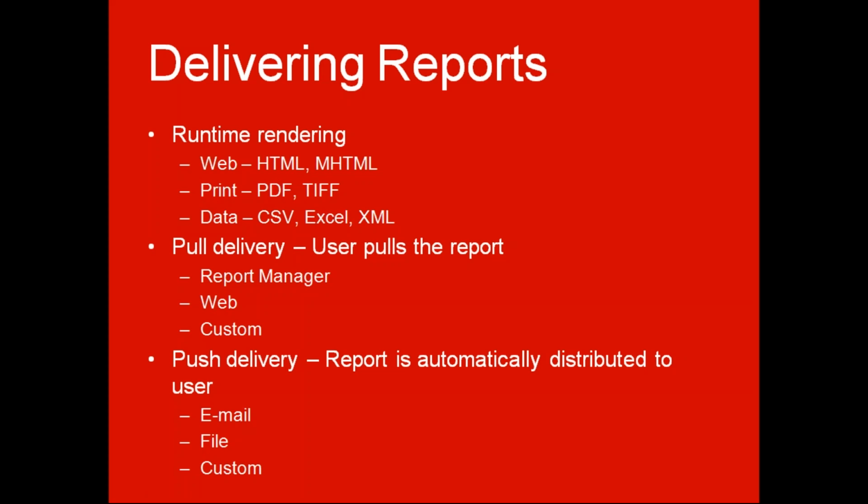So PDF format, TIFF format. TIFF is an image format, like JPEG. Then comma separated values, Excel and XML. These are the runtime rendering options. Rendering means display. Okay, and pull delivery: the user pulls the report. For example, I go to the website of the company and download the report. That is a pulling subscription. Pulling means the user himself or herself has to go to the company's website and download.